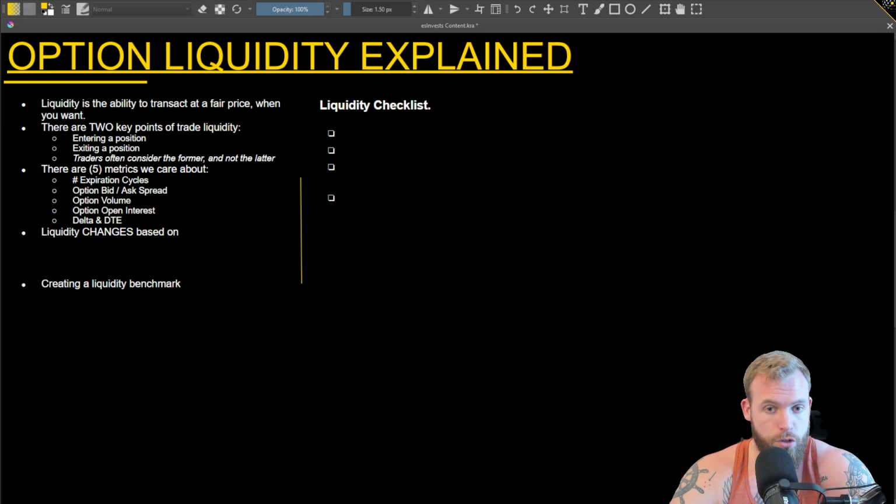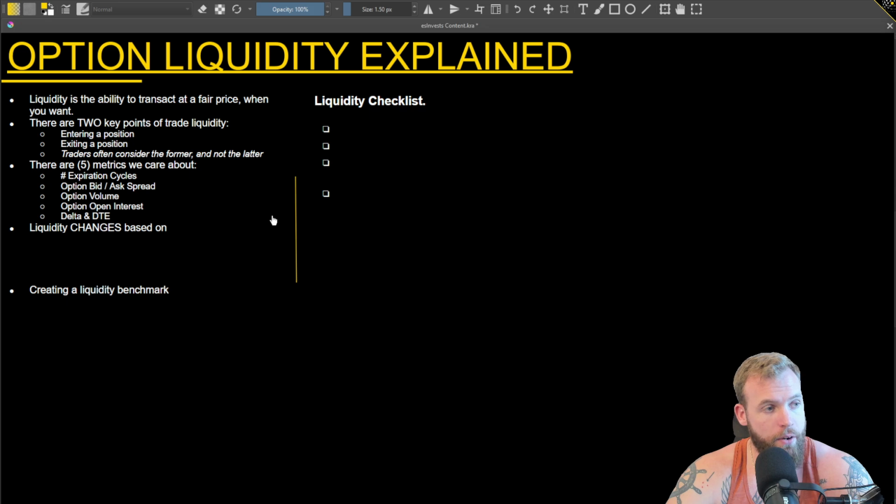You can then also look at things like the volume for the options chain, for the individual strike you're looking at. Those matter quite a lot. We also care about the total open interest, what delta your option is, the days to expiration. We'll get into how all of these impact your options liquidity, but they all do. So let's talk about these.